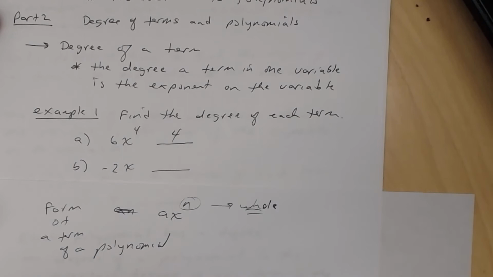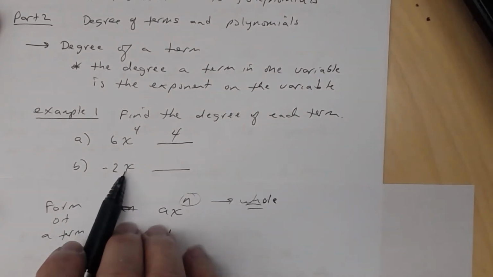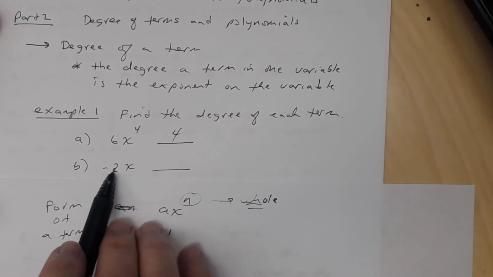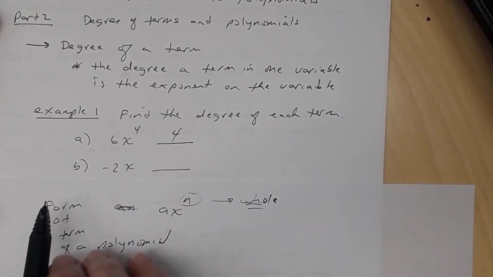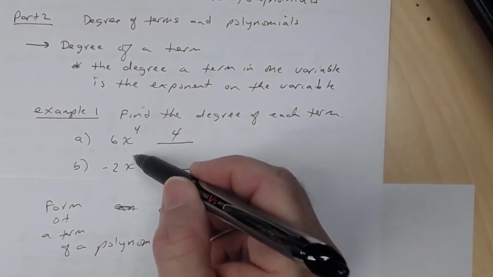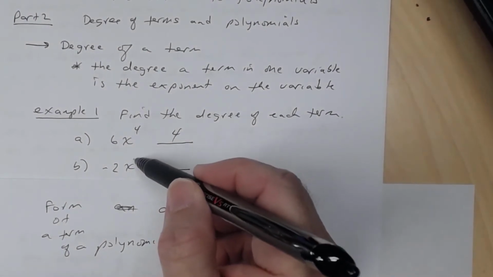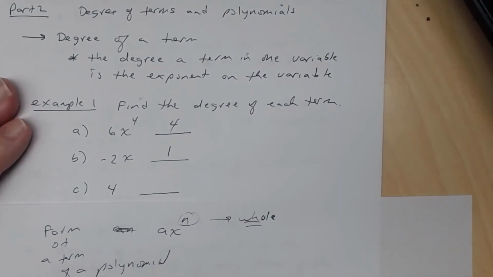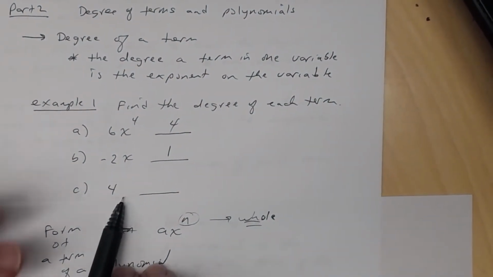The next one. All right, negative 2x. All right, so remember, the degree of a term is just the exponent of the variable, and there's just one variable here, so it's just the exponent of the variable. And so remember, if you don't see the exponent, it's understood to be a 1, so that's a 1 here.